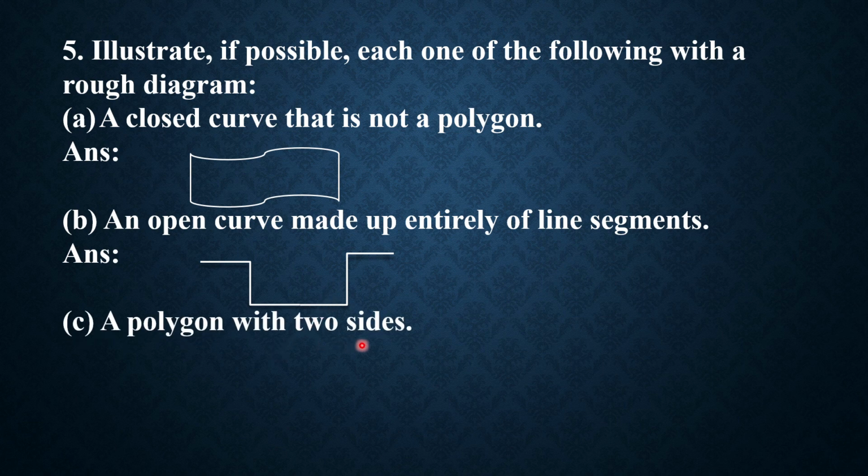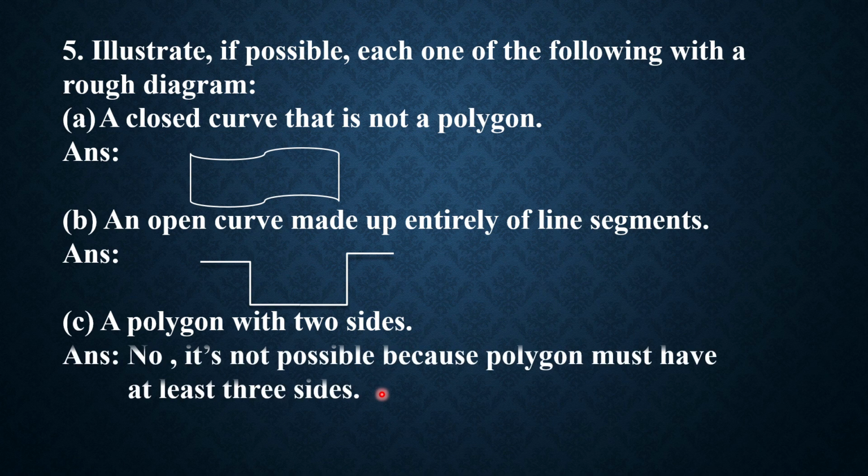A polygon with two sides. See, in the very first slide I told you there is no polygon with two sides. At least a minimum of 3 sides must be there, which will represent a triangle. A polygon will have at least 3 line segments, but with 2 sides we cannot have a polygon. So the answer is: no, it's not possible because a polygon must have at least 3 sides.